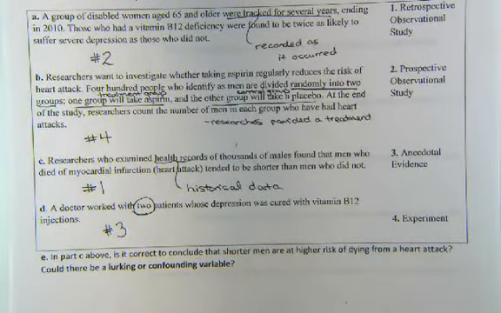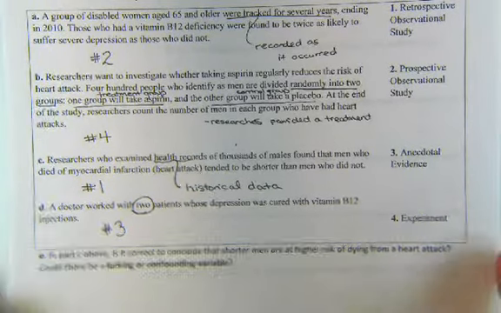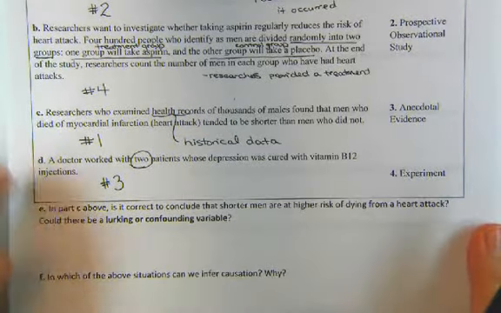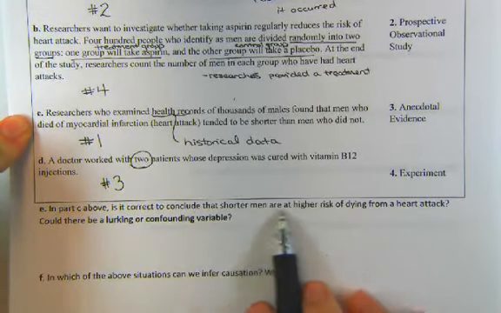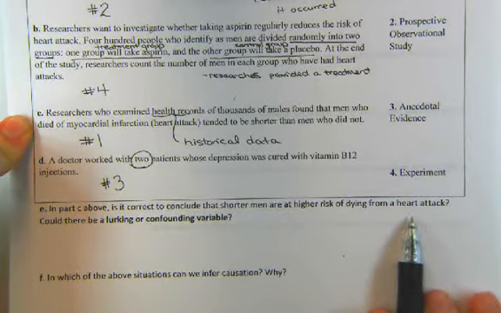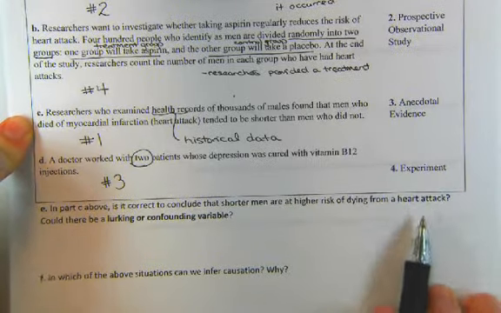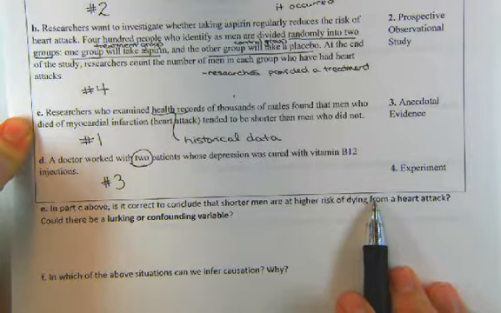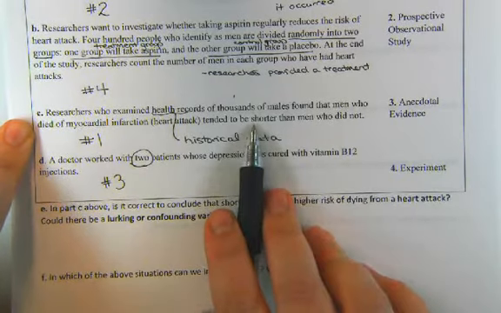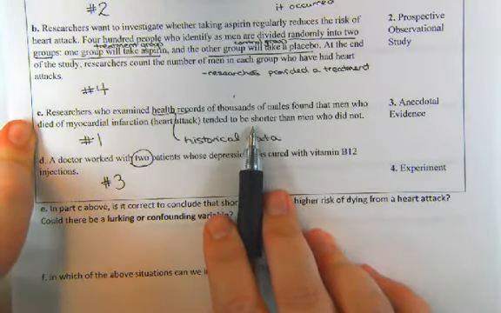So, in Part C above, where they're looking at the old health records, is it correct to conclude that shorter men are at risk of dying from heart attack? So making this link between height and risk of heart attack. Just looking at historical data, just looking at stuff that was already recorded, we can't. No. We can't make that claim because we don't know what other factors were at work.